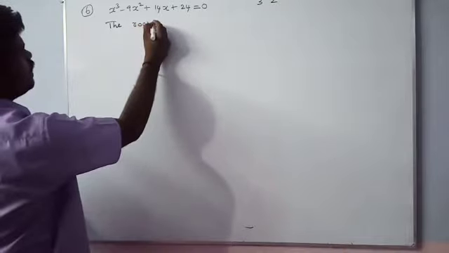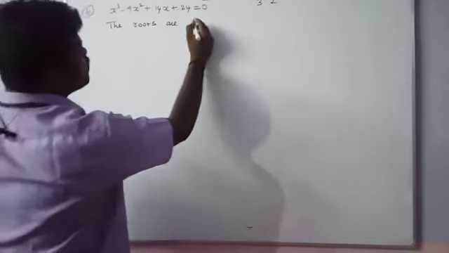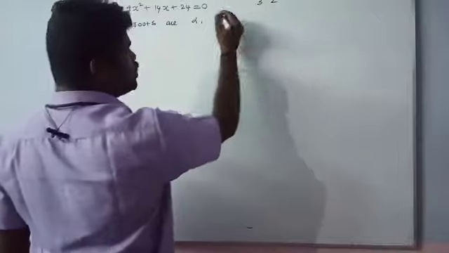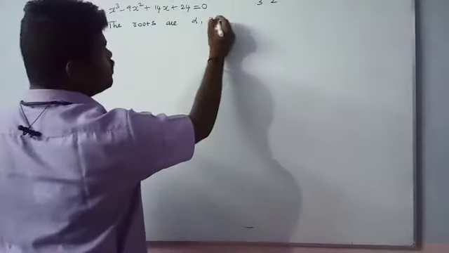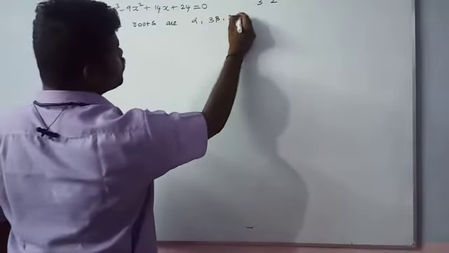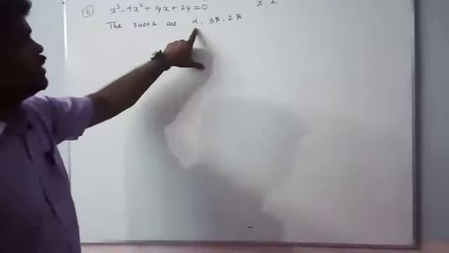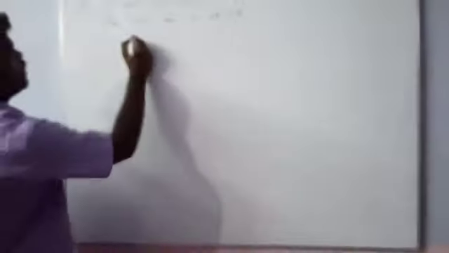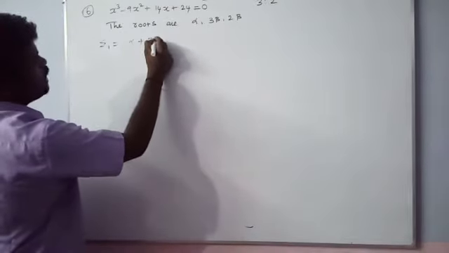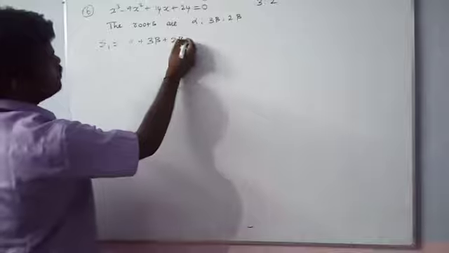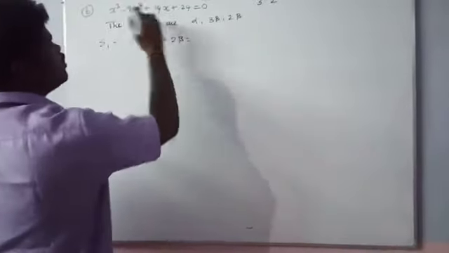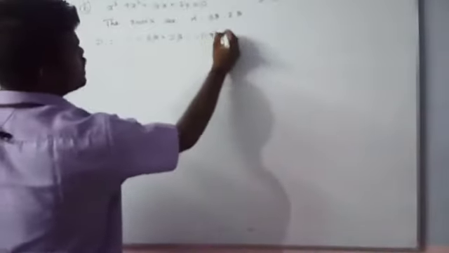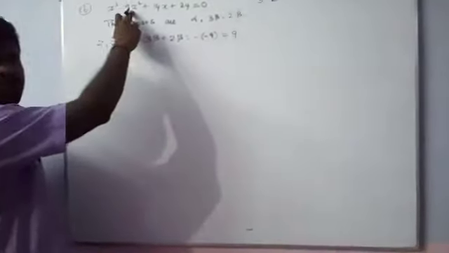From the given data, one root is alpha and the other two roots are in the ratio 3:2. Therefore, the roots are alpha, 3 beta, and 2 beta. Now summation 1 is equal to alpha plus 3 beta plus 2 beta, which is equal to minus of minus 9. So the answer is 9.